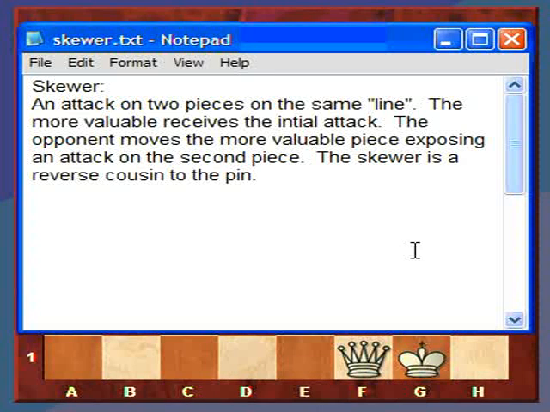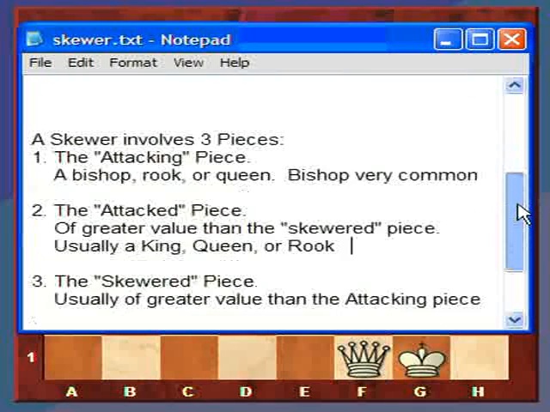And I noted that the skewer is just the reverse cousin of the pin. If we had a pin, the queen and maybe rook would be reversed. So they're sort of the reverse cousin of each other. And let me just go over that there are three pieces that are used in the skewer.